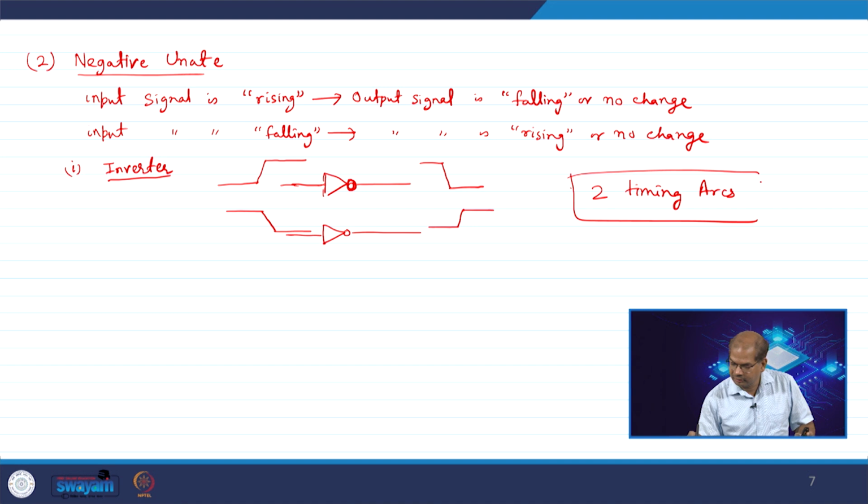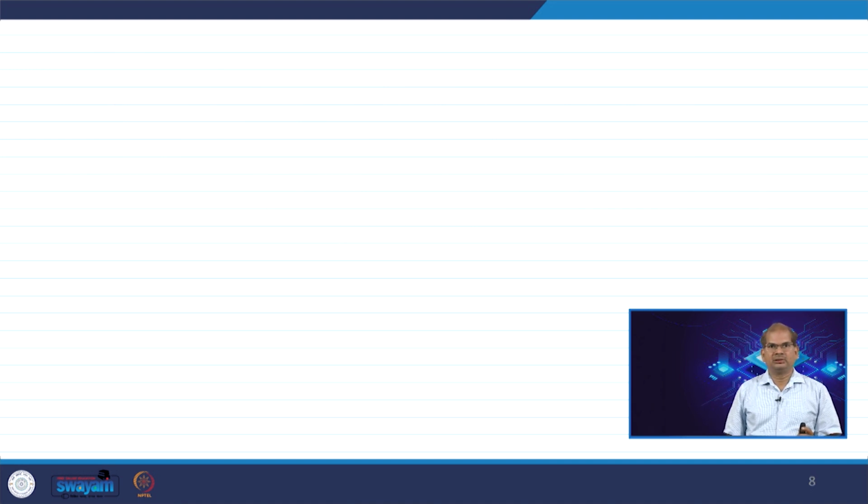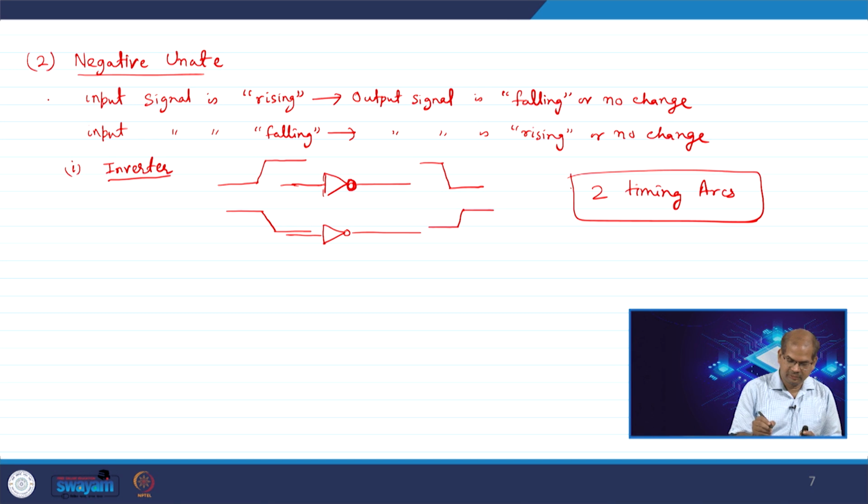For an inverter. Now, take an example of a NAND gate. Okay. Let us do it in the next slide. A 2-input NAND gate.